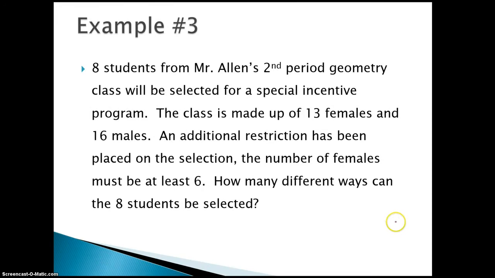So let's look at another example. Same situation, just a little bit different. Again, we've got 8 students that we're selecting, 13 females, 16 males. The additional restriction here is that the number of females must be at least 6. So how many ways can the 8 be selected? So at least 6 females.